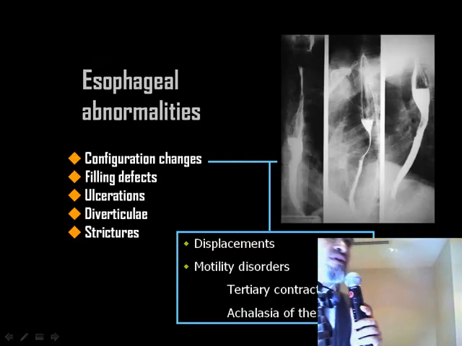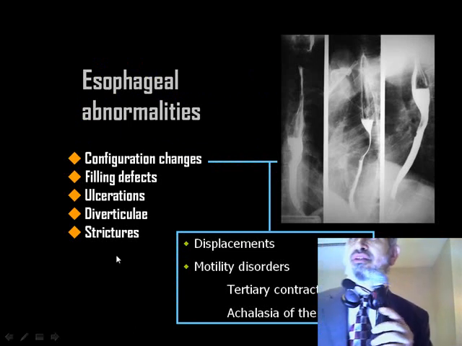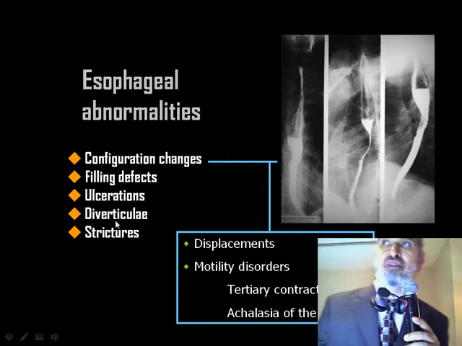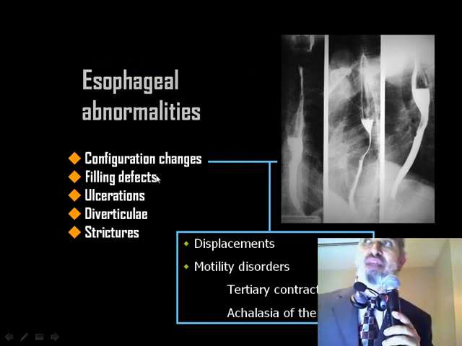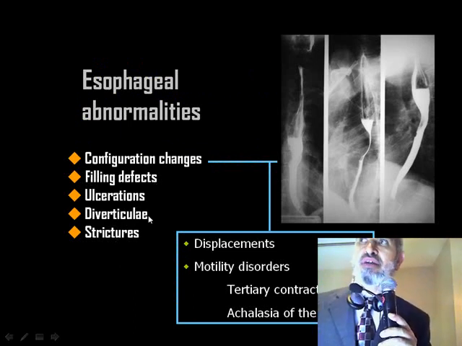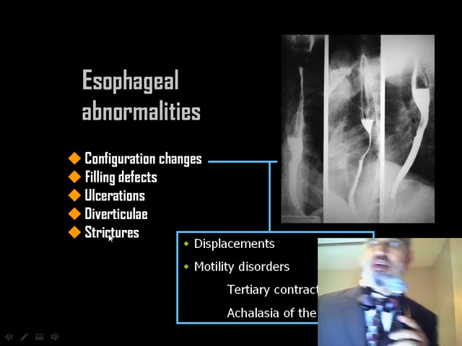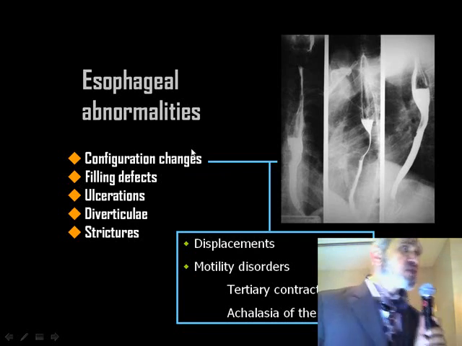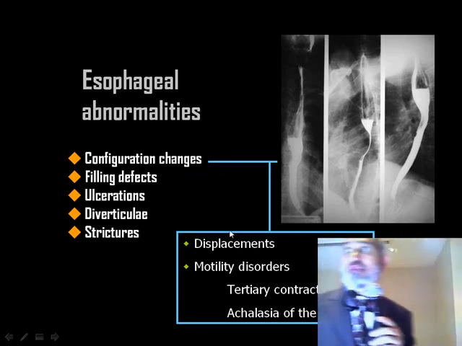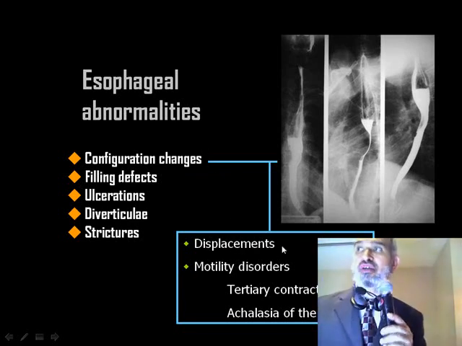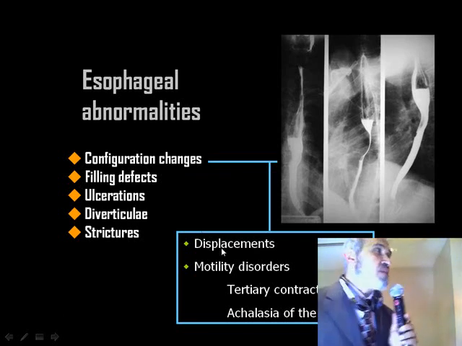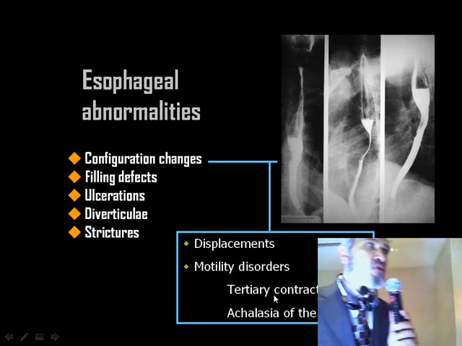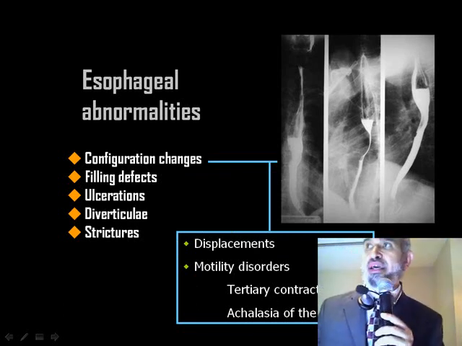Then what are the lesions we expect in the esophagus? They are the terminologies we have just mentioned. We may see a filling defect, we may see an ulcer, we may see diverticuli, or we may see a stricture. And in addition to these, configurational changes, which may result from displacement of the esophagus by extrinsic masses like mediastinal lesions, for example, and some motility disorders, or what we call neuromuscular incoordination.